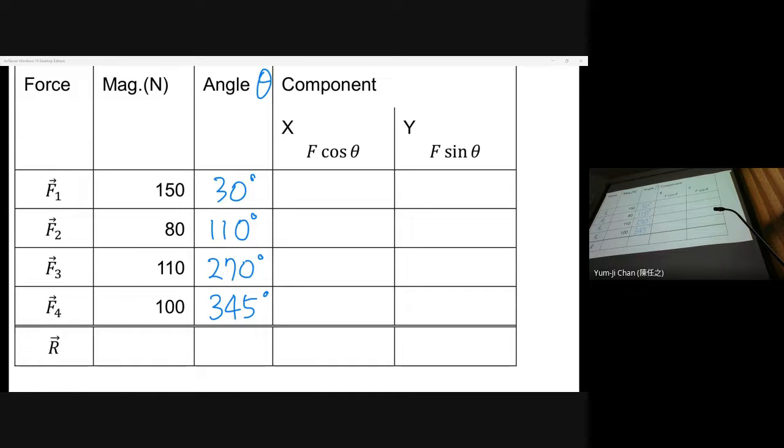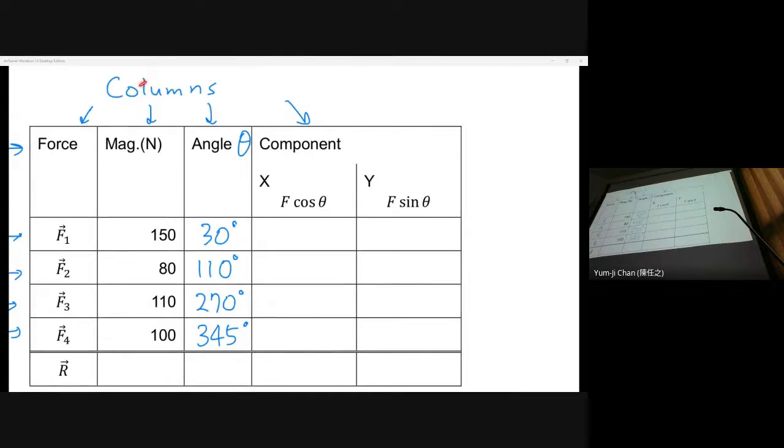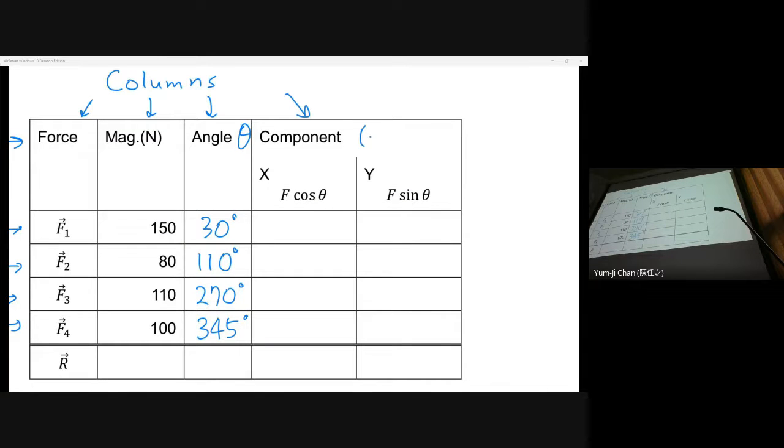After we fill in column 2 and column 3, now we go to calculate the x and y components. For the x component, it is equal to F cosine theta. These are also on page 9. So the x component is equal to F cosine theta, and the y component is equal to F sine theta.